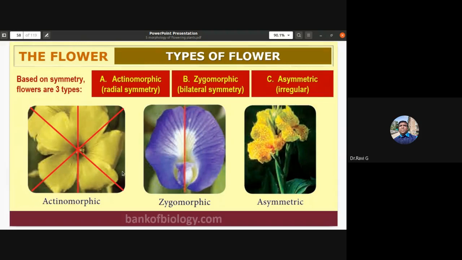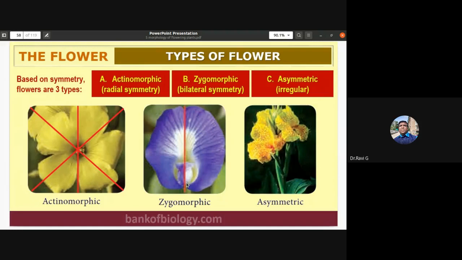In case of zygomorphic flowers, the flower can be dissected into two equal halves in only one plane of symmetry. In only one axis, the flower can be divided into two equal halves. We call such a type of flower zygomorphic. Examples are all these papilionaceous flowers, which have this papilionaceous corolla.